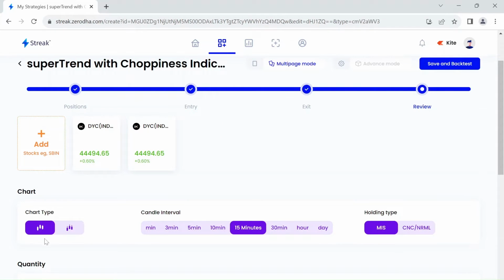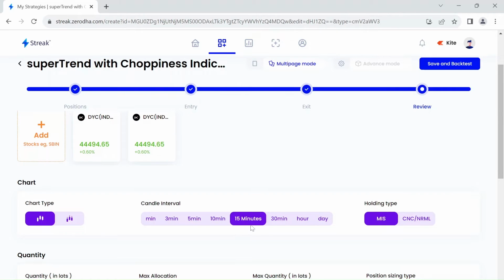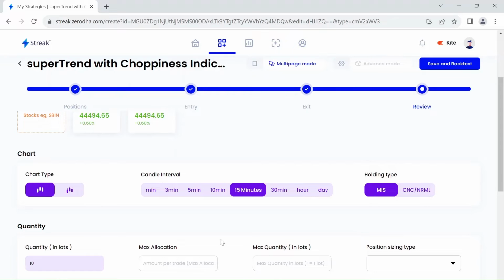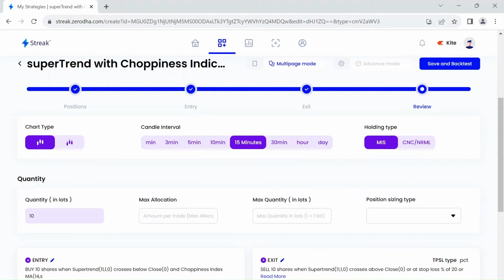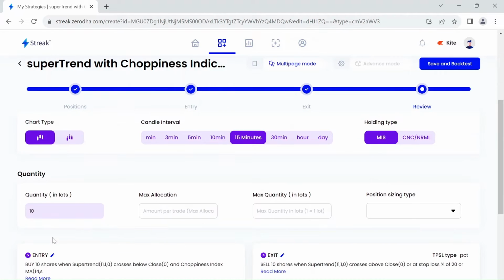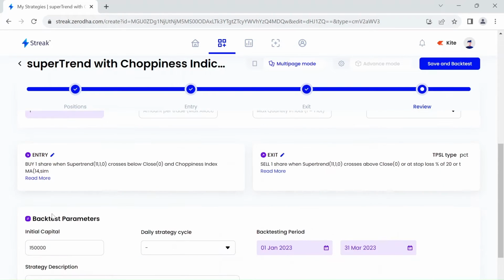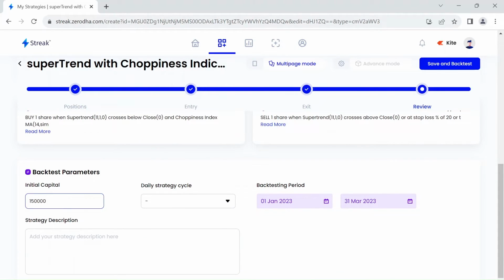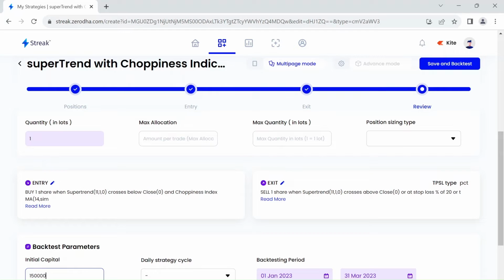And in chart type, keep it as candlestick, and then in the interval do select 15 minutes, and holding type is MIS because this is an intraday strategy, same day enter and exit. And then in quantity, I selected 10. It will execute for 10 lots. So in the initial capital, I kept it as 1,50,000, but this can be done with just one lot. And if you are only doing it for one lot, you can do it with just 15,000, but for now I'm keeping 1,50,000 capital and 10 lots.